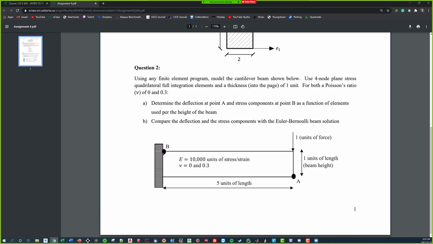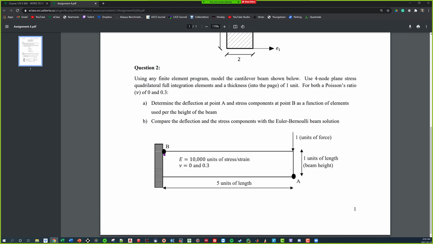Zero. So I hear one zero. Any other takers on zero? Two zeros. You guys are correct. The stress at a free surface is 0. So the stress at B should theoretically be 0. But at the same time, we have a reaction force at B.